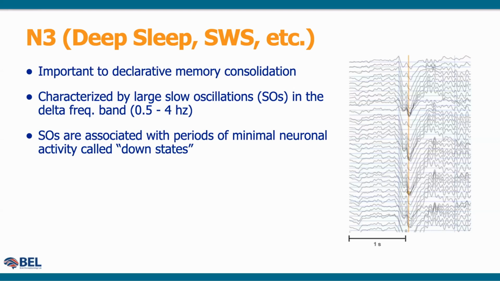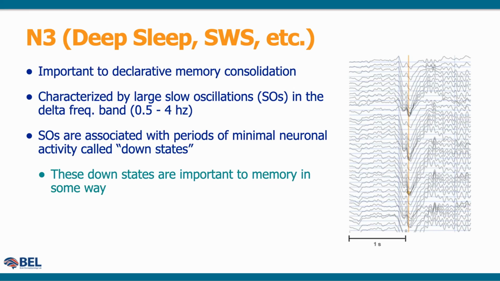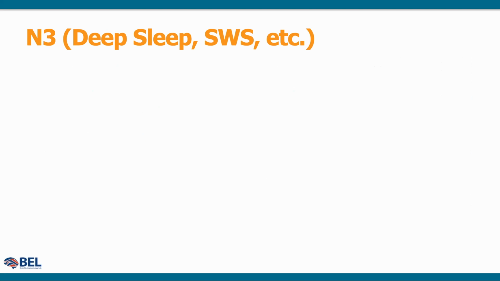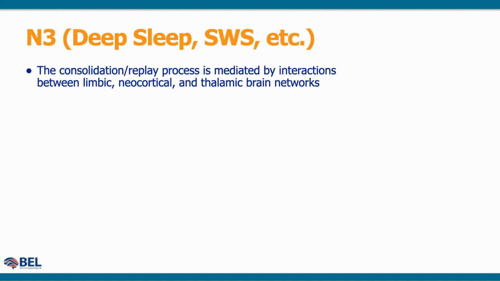These slow oscillations are associated with periods of minimal neuronal activity called down states. And these down states are important to memory in some way, and that's still being debated. On a higher level, the consolidation or memory replay process that happens during N3 sleep is thought to be mediated by interactions between limbic, neocortical, and thalamic brain networks, which in simple form are the normal players associated with declarative memory as a whole.